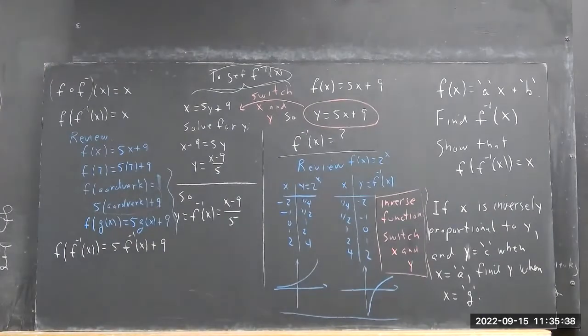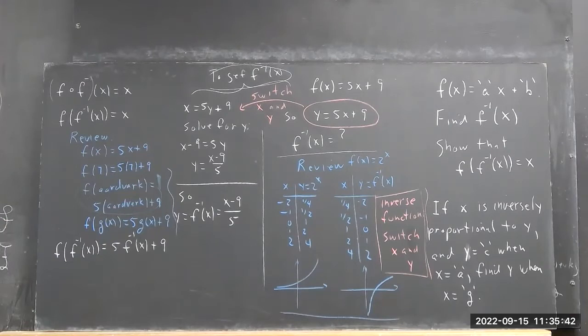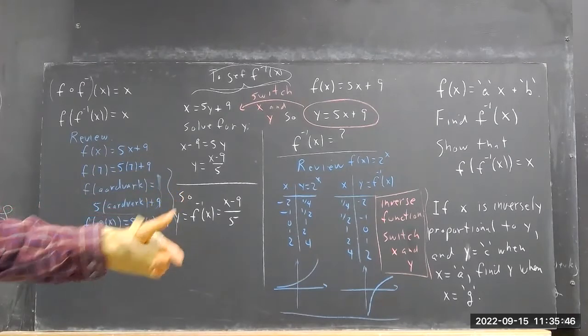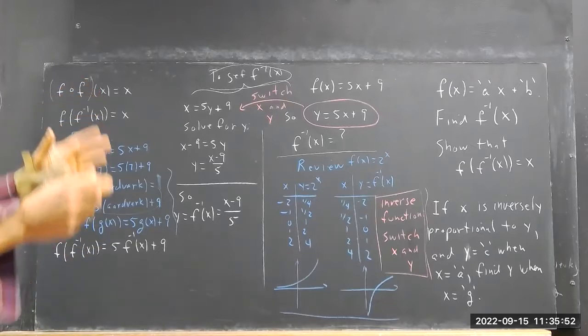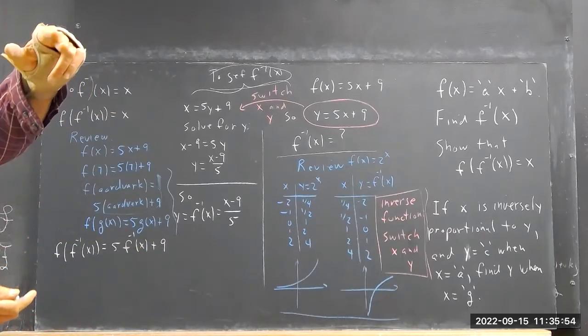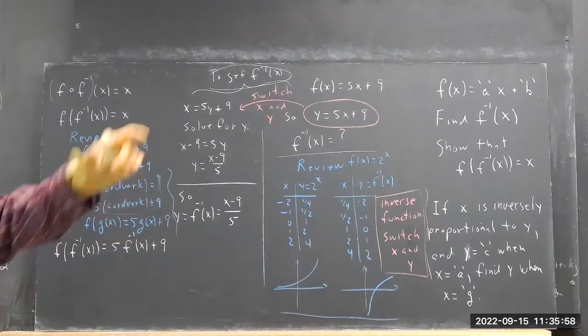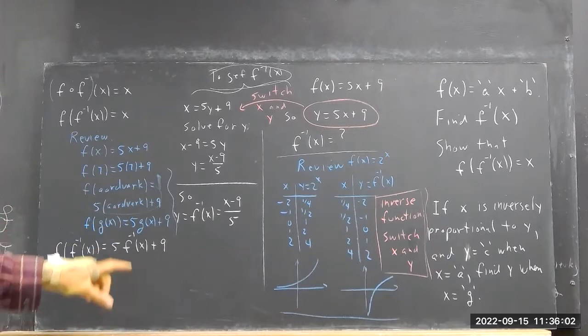Now be sure you have the notation right. That's a minus 1 there. It doesn't mean a negative exponent. It's a notation for an inverse function. If we wrote f of x in parentheses with a minus 1 to the right of it, that would be a reciprocal. That'd be 1 over, a negative exponent. But when it's here, it means inverse function.